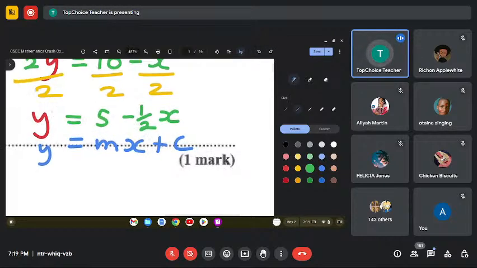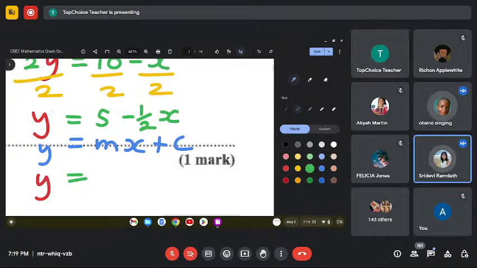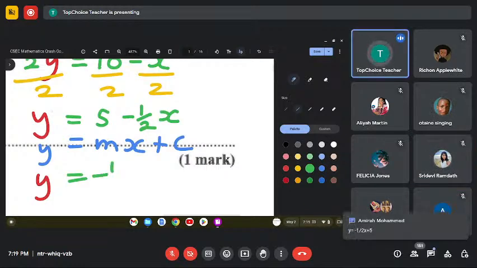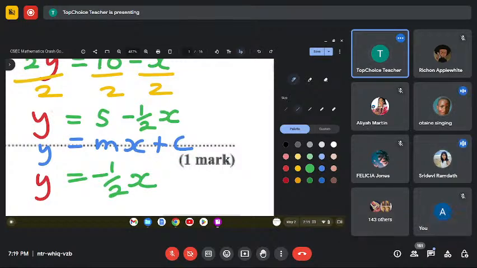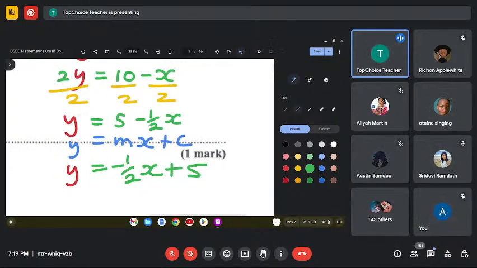So let's make this into the form of y is equal to mx plus c. So y would be equal to, so what would mx be? Wouldn't that be negative a half x? Yes, sir. Right. So that will be our mx, negative a half x. And our c would be our 5, plus 5. Very good. So that is our answer.